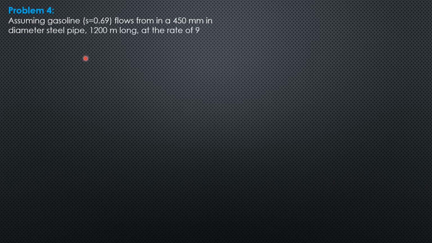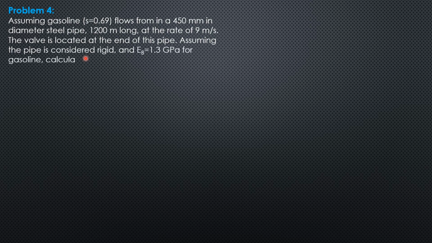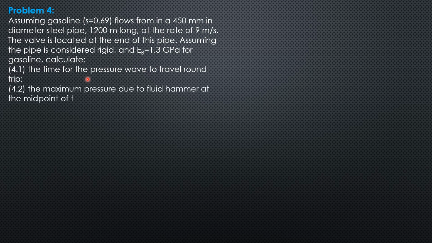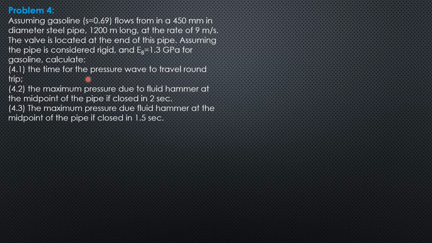Problem 4. Assuming gasoline of specific gravity 0.69 flows in a 450 mm diameter steel pipe, 1,200 meters long, at the rate of 9 meters per second. The valve is located at the end of this pipe. Assuming the pipe is considered rigid and the bulk modulus of gasoline is 1.3 gigapascals, calculate the time for the pressure wave to travel round trip.